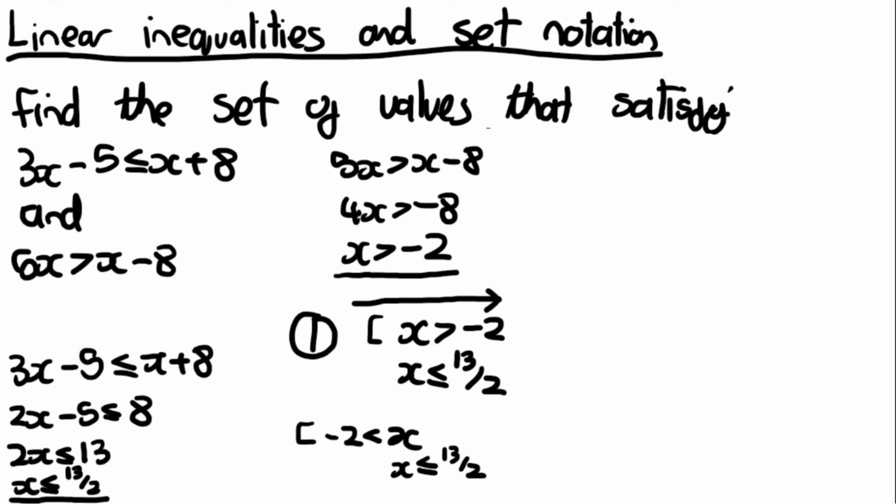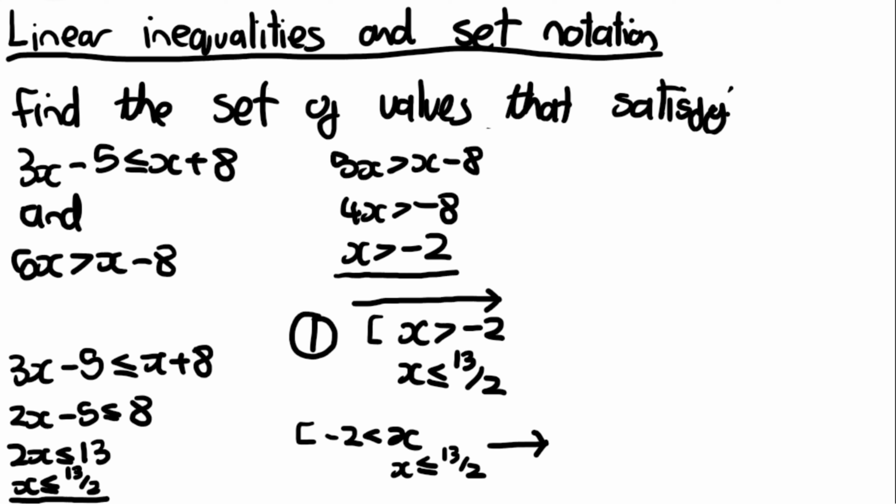And then what you can actually do is merge these and find the solutions for when these are both true. You can find the small range in which, for the first inequality, everything is true when x is greater than minus 2. Of the second inequality, everything is true when x is less than or equal to 13 over 2.